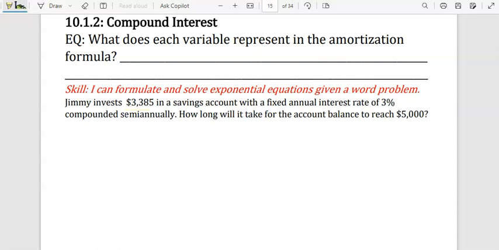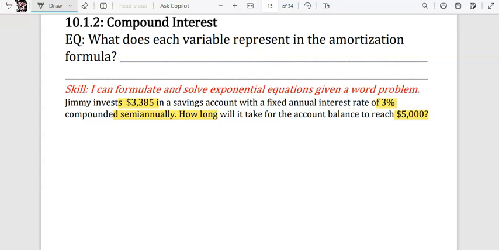Jimmy invests $3,385 into a savings account with a fixed annual interest rate of 3% compounded semi-annually. How long would it take for the account balance to reach $5,000?